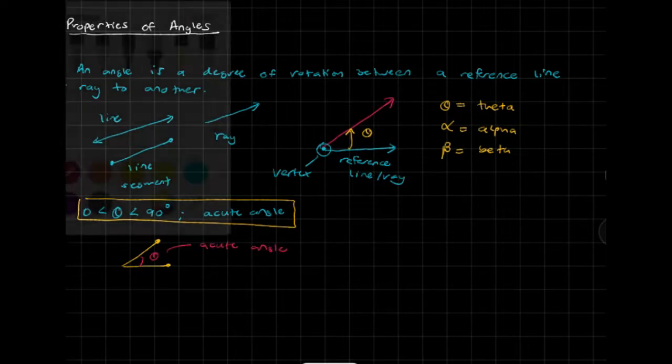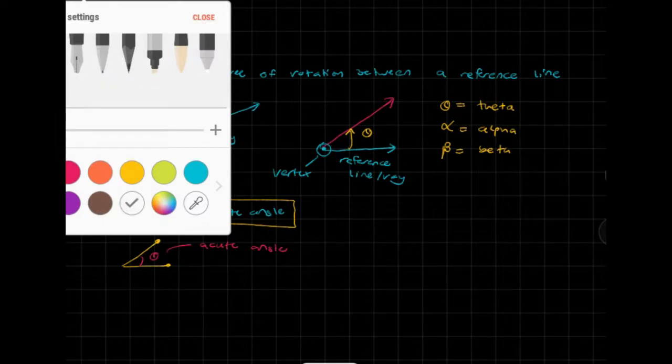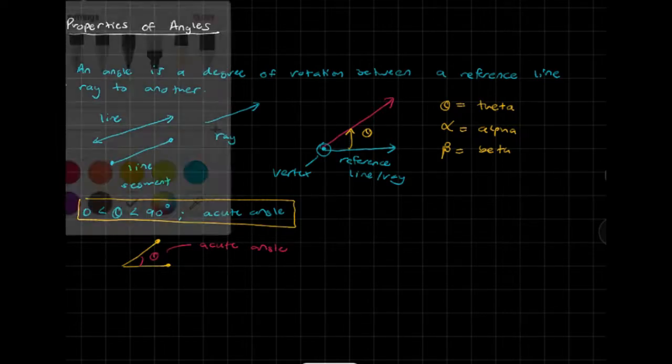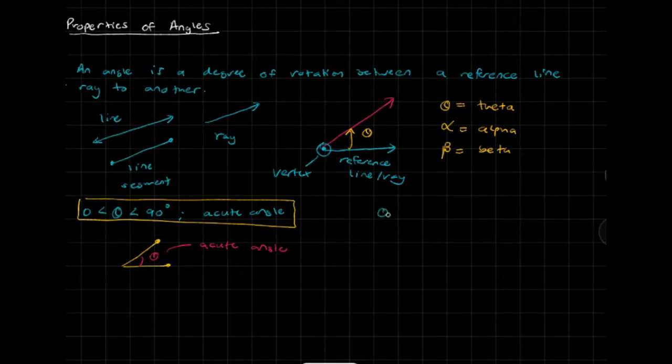The other type of angle, this one's a really special one, if theta is equal to 90 degrees, this is what we consider a right angle. So a right angle is usually indicated with this little square, right? And these two lines would be perpendicular, or these two rays would be perpendicular. So this is a right angle.